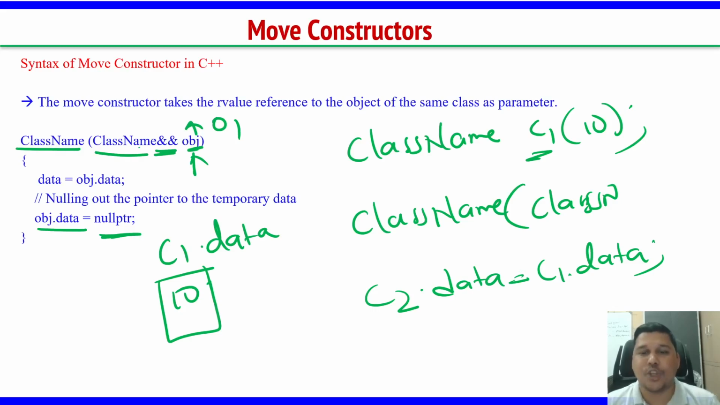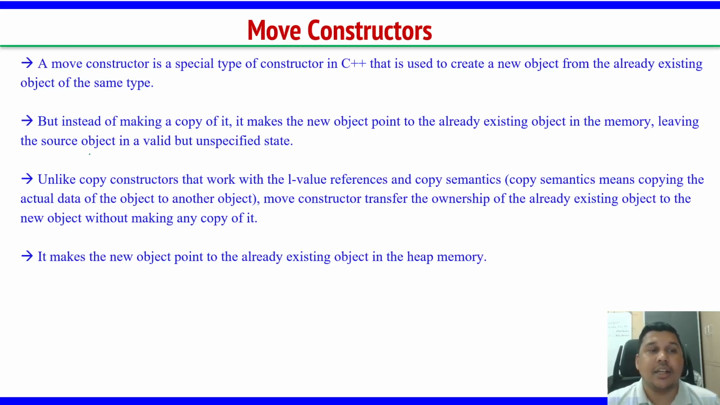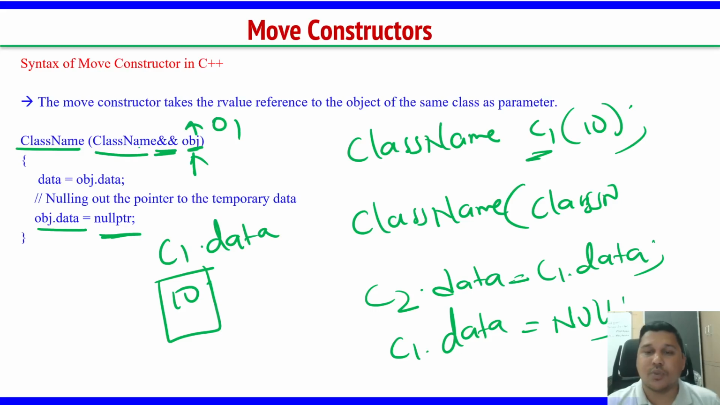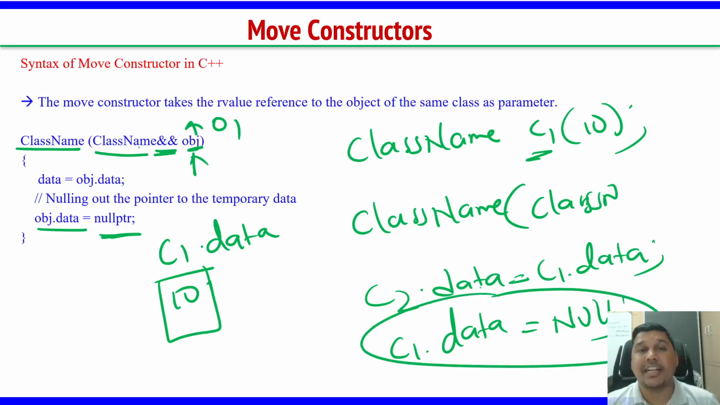Okay, I copied it. Assume I copied it, but I am writing here C1.data, I am making it as null, right? So that's what we said in the definition: leaving the source object in a valid but unspecified state. This is valid only like this, but unspecified. It is not assigned to anything, right?